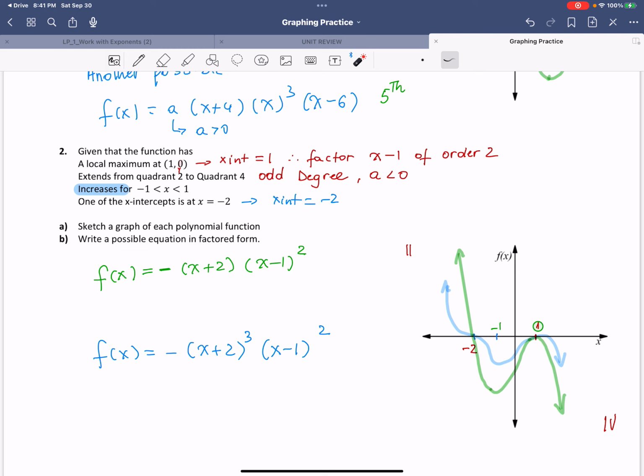In the next video, I will go over some other examples where different sets of features of a polynomial function are given. Bye for now, and thank you for learning with me.